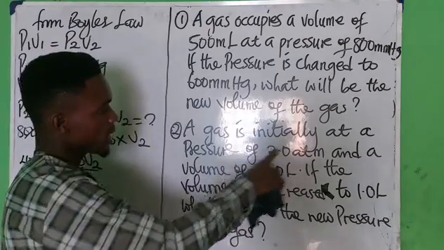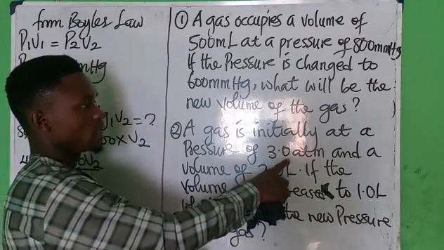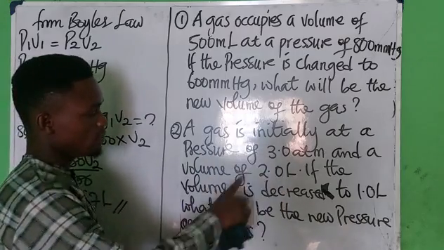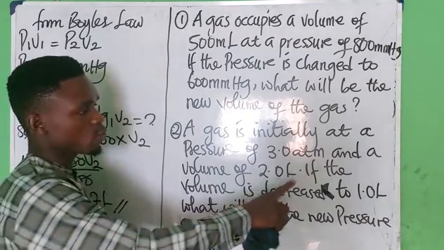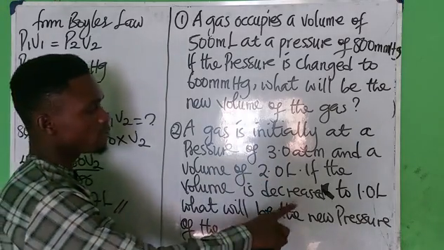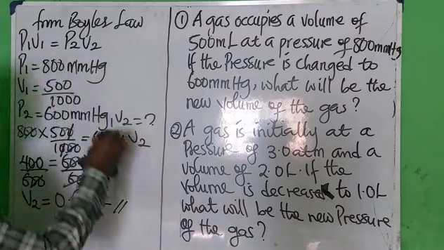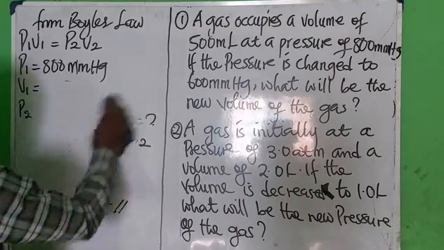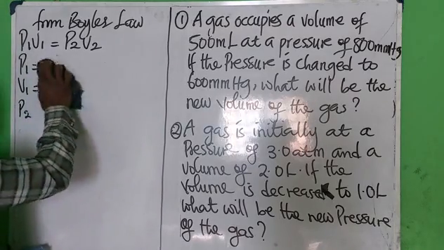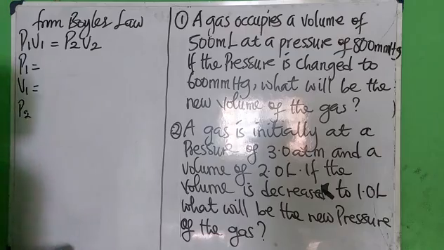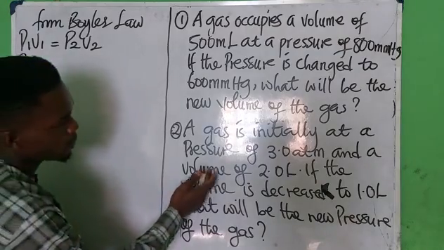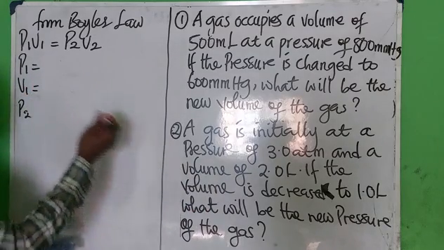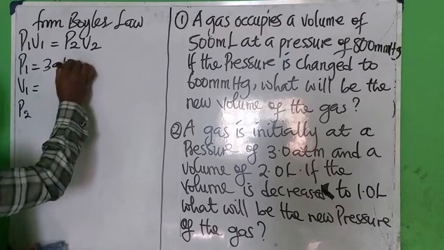So a gas is initially at a pressure of 3.0 atm and a volume of 2.0 liter. If the volume is decreased to 1.0 liter, what will be the new pressure of the gas? It is very, very simple. It is easy peasy. From the first one we solved, you should be able to solve this without giving yourself much stress. Volume, pressure. So we are still using Boyle's law.